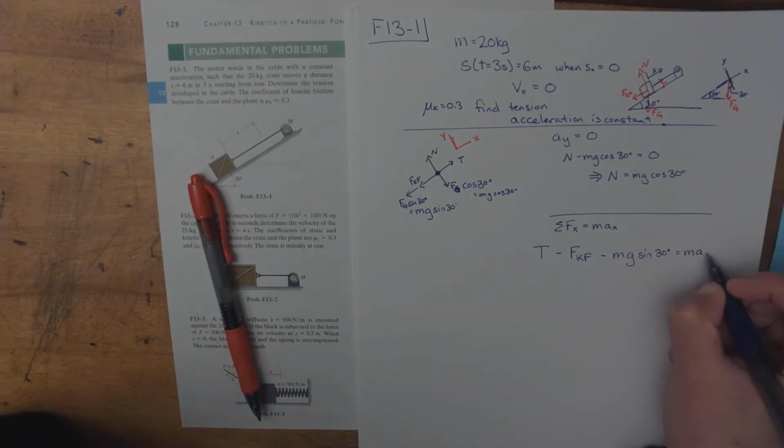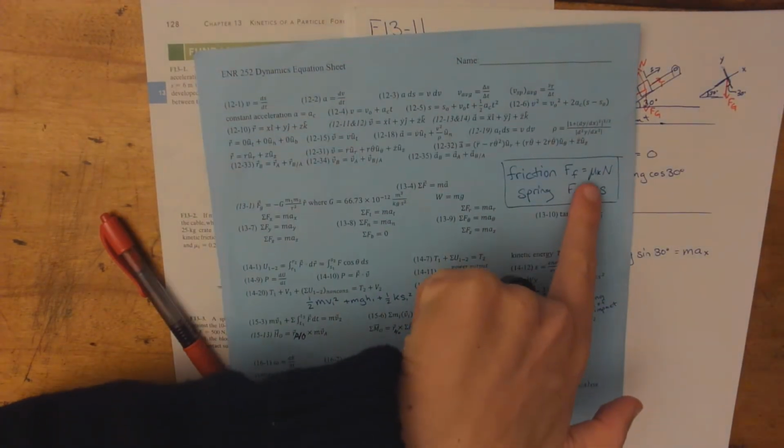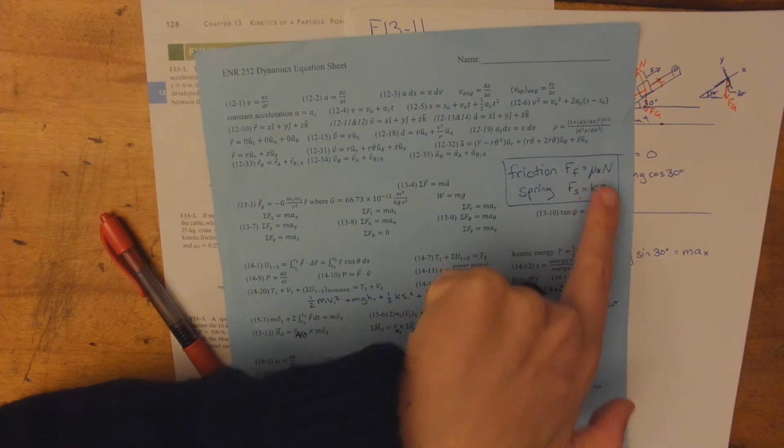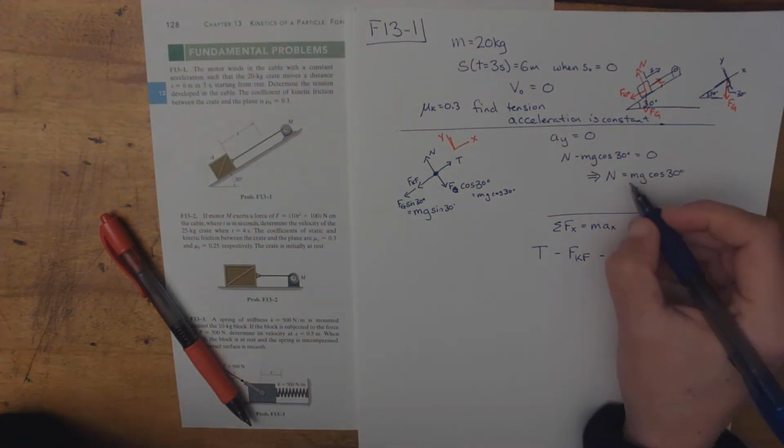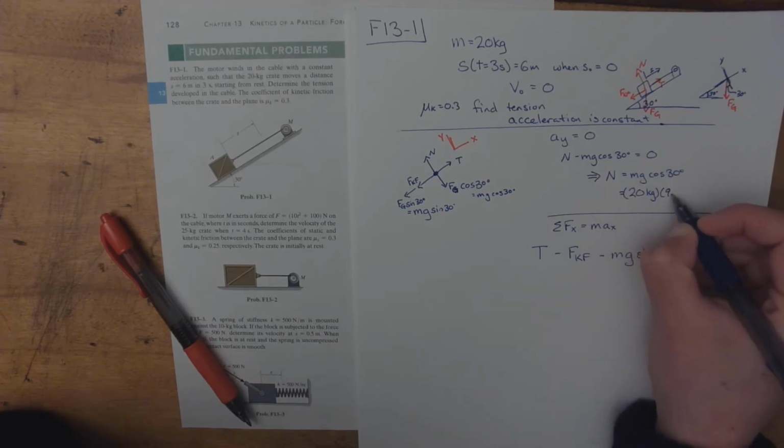and that's equal to the mass times the acceleration in the x direction. I know the mass, I know little g, I'm looking for the tension, I don't know the acceleration. I do know that it's constant. And I can find the force of kinetic friction because I know the force of kinetic friction is equal to the coefficient of kinetic friction times the normal force. And from looking at the forces in the y direction, I found that the normal force was equal to the mass times g times cosine of 30 degrees. So the mass is 20 kilograms, and g is 9.81 meters per second squared in SI units.